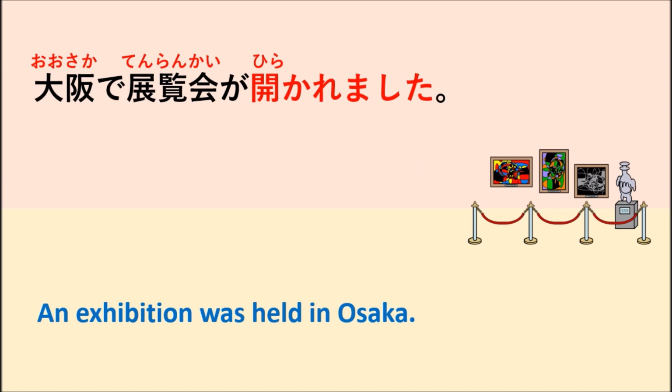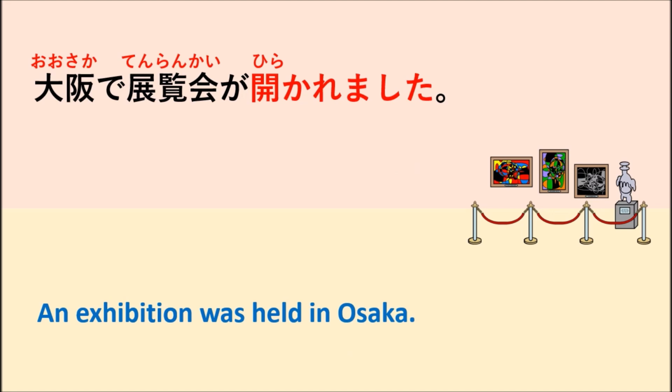And in here we also have a sentence like this. Osaka de 展覧会が開かれました。大阪で展覧会が開かれました。This means an exhibition was held in Osaka.